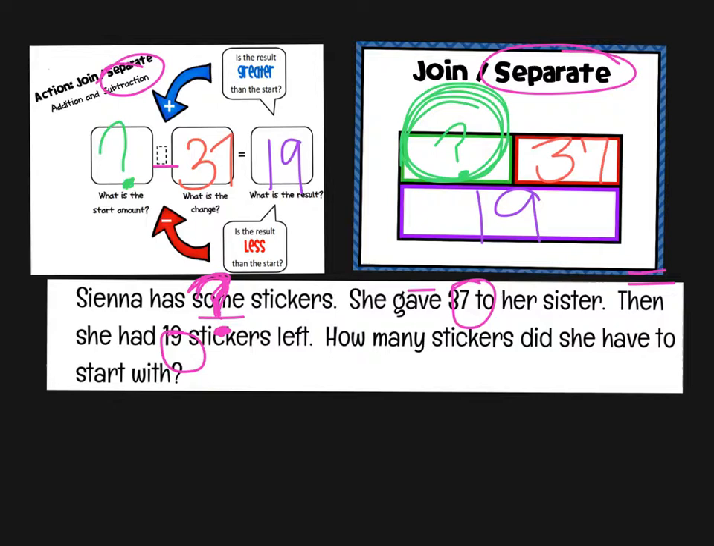So if we know that, then what I can do is I can look at both of these numbers, the 37 and the 19, and I can add them back together to figure out what I started with, because it makes sense. In a subtraction problem, your start number is always the greatest number. So if it's always the greatest number, the only way for me to find that is to add back the two numbers that I have so far. So let's do that. Let's add back 19 and 37.